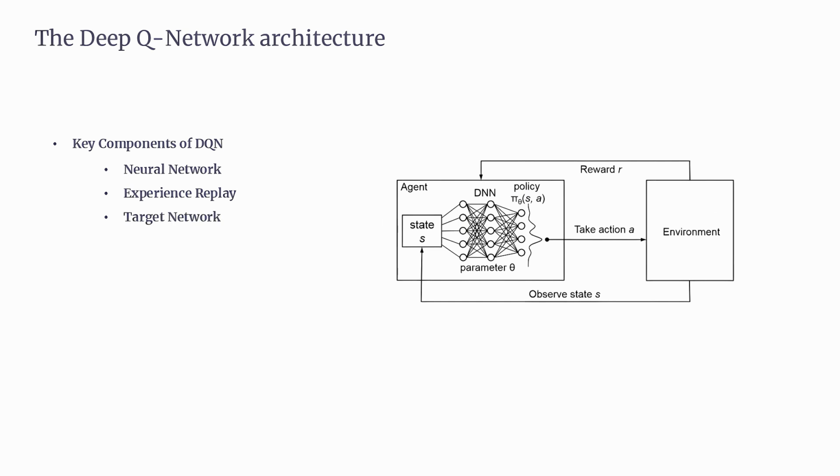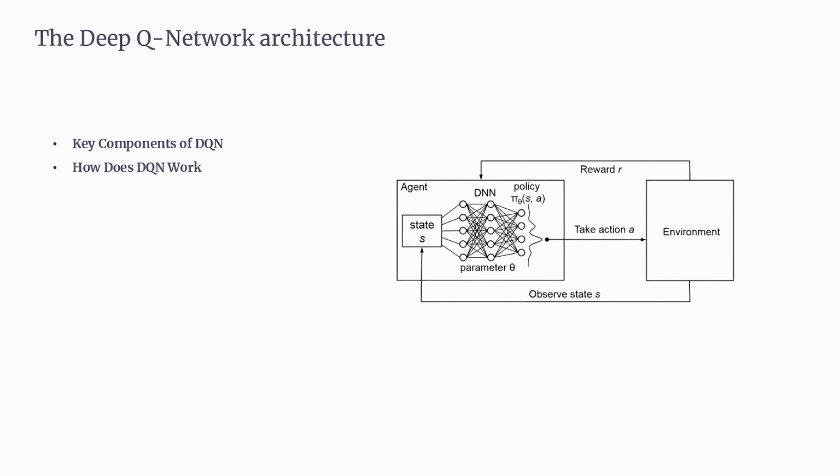3. Target network. To avoid instability during training, DQN uses 2 neural networks. The main network learns and updates frequently. The target network provides stable Q-value targets and is updated less often by copying the weights of the main network periodically. The second. How does DQN work?